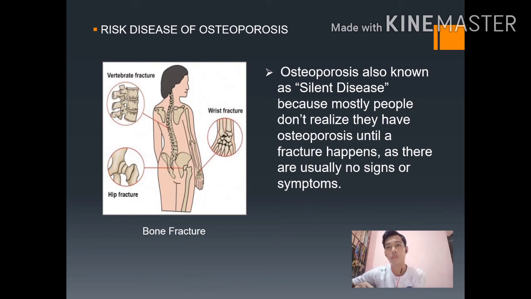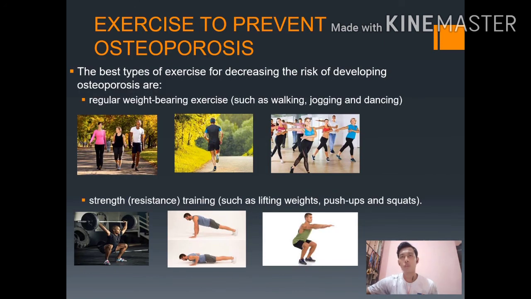Osteoporosis can be known as a silent disease because people don't realize they have osteoporosis until the bone fractures. Because there are usually no signs or symptoms, people need to know that they need to exercise more and take enough calcium and vitamin D. So after middle age, they can have a good, healthy lifestyle. So that is the exercise that you can do to prevent osteoporosis.